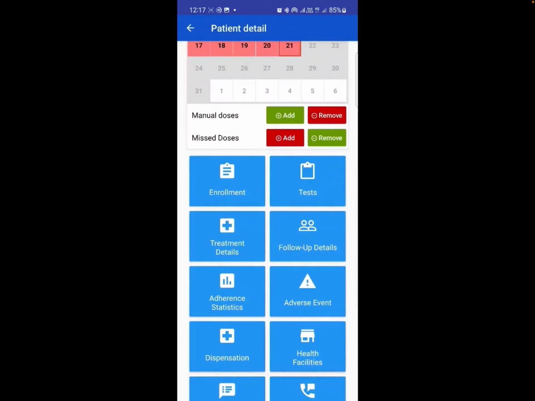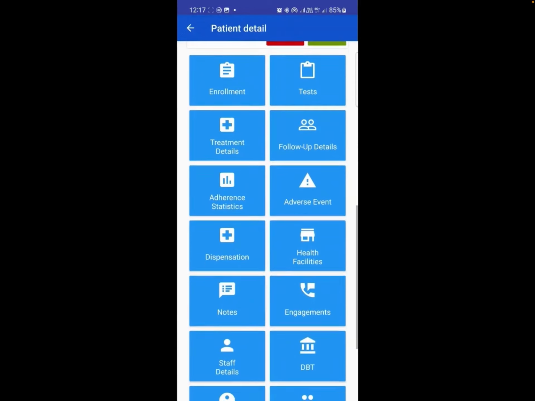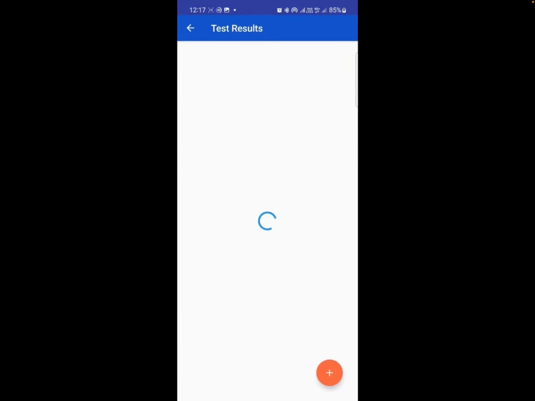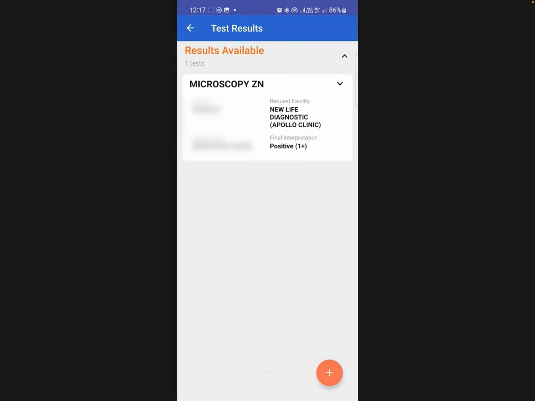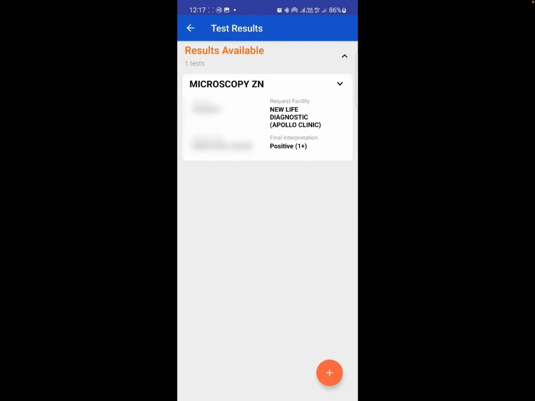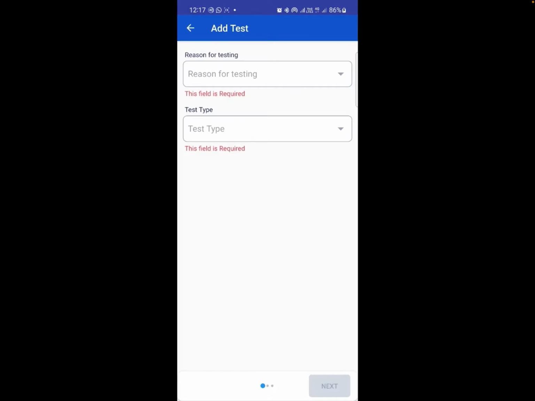So here you can see tests. We have to add the test results, so click on the tests. And there is already a ZN microscopy result present. Down below you can see a plus button. That is for add test.